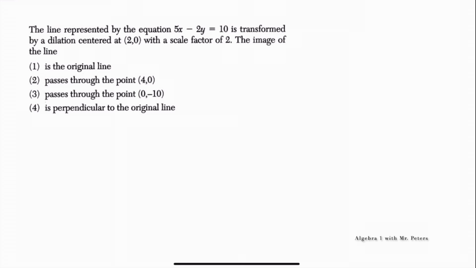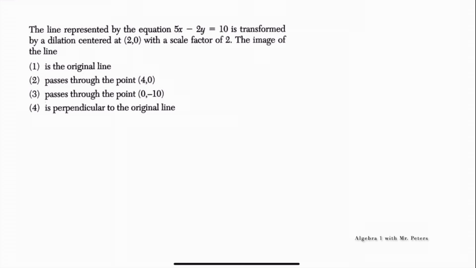It says that the line represented by the equation 5x minus 2y is equal to 10 is transformed by dilation centered at (2, 0) with a scale factor of 2. The image of the line, and they want us to complete the statement. But with these type of problems, when we talk about dilations and the center of dilation with a line, the two situations are the center point is either on the line or the center point is off the line.